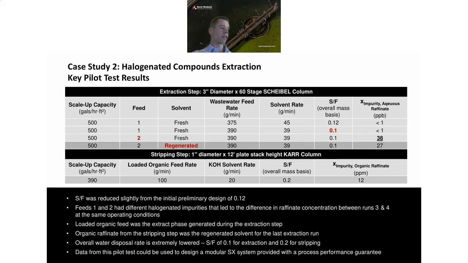And you can see in that last row shaded in a darker gray in the first table, we were successful there as well. So we were able to completely test the process in our pilot plant. And although this process was never scaled up, both extraction columns could be scaled up, incorporated into a modular system, which would be provided with a process performance guarantee.